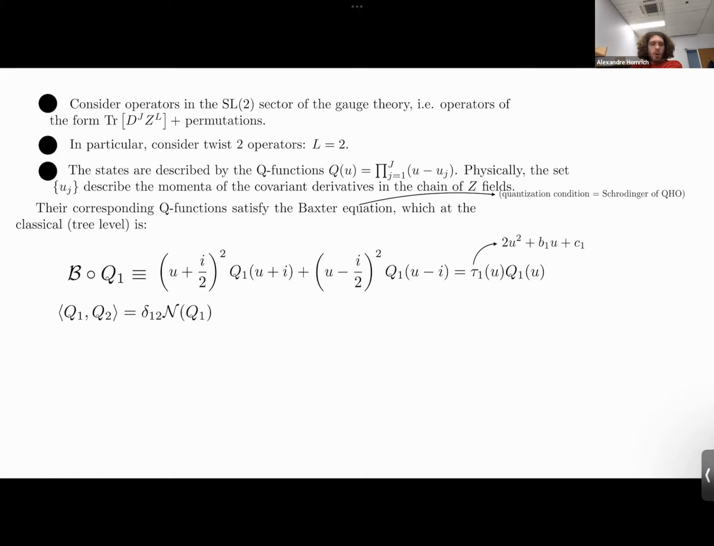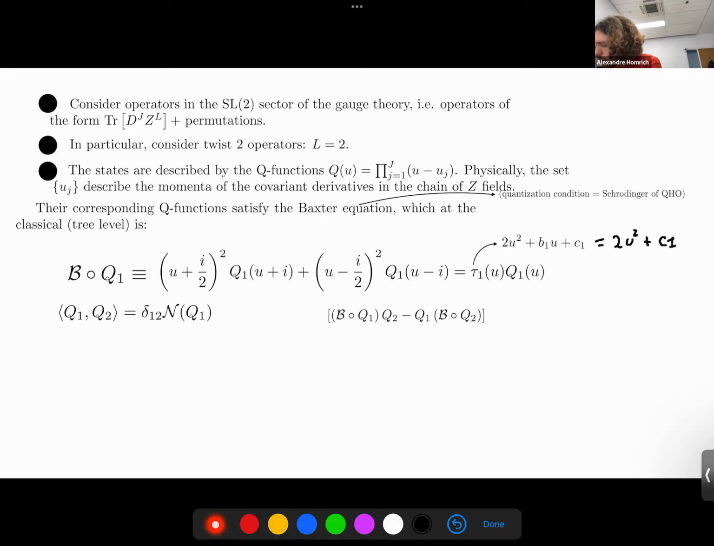Now, I remind you that our goal here is to construct these bilinear pairings for two solutions of this equation. That is an orthonormal pairing. So to do that, let's consider the following object. Let's consider the B operator acting on the first solution Q1 times Q2, minus Q1 times the B operator acting on Q2. You see, since Q1 and Q2 are eigenfunctions of this equation, we can evaluate this through the right-hand side and express this as Q1 times Q2 times the difference of the eigenvalues, right?